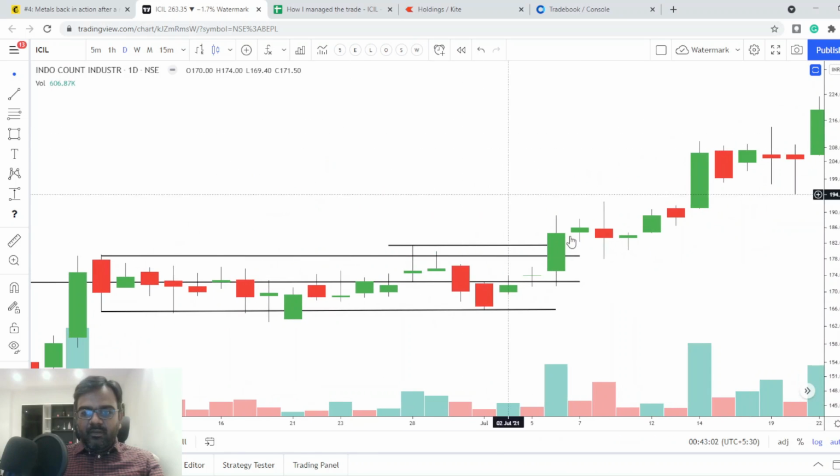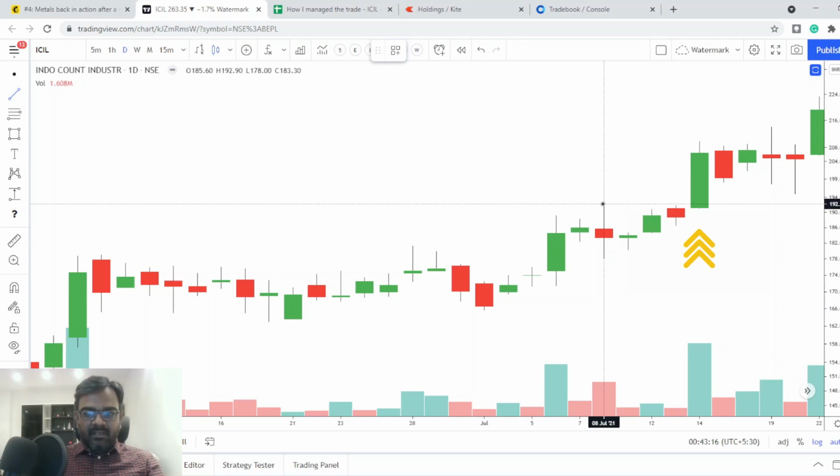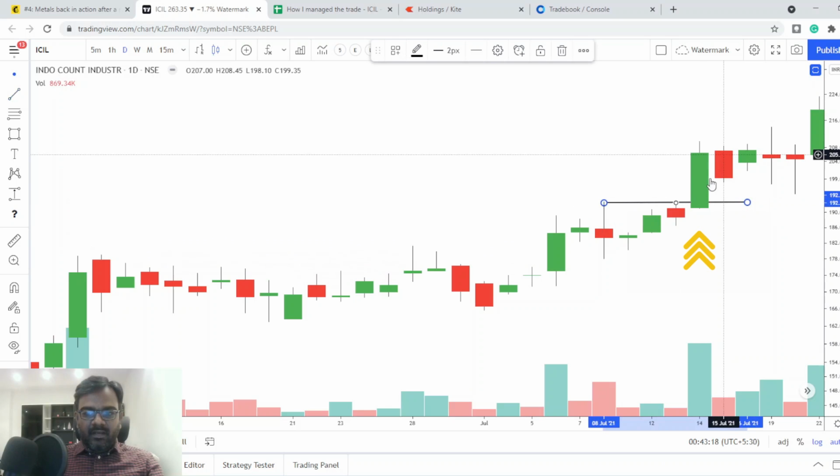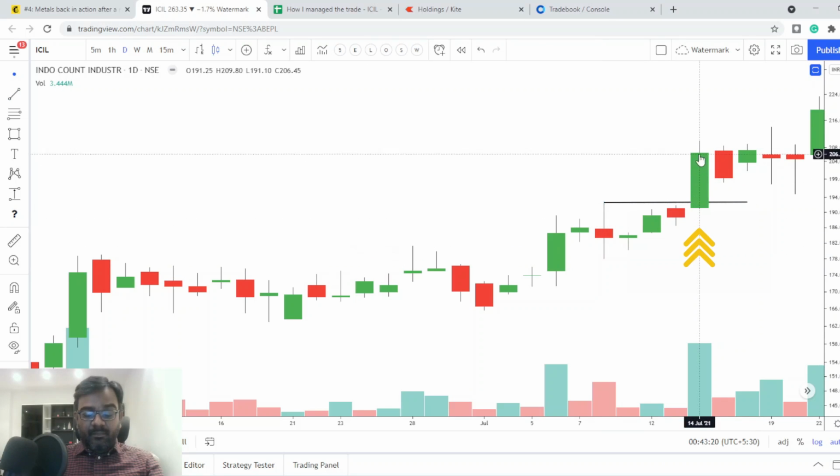Let's move ahead. Now from that day, again we had one day of consolidation, next day of consolidation, then it went down, it went up, and now we see again a big day with big volumes. Right? Now what I'm going to do is, now I'm going to revise. So we crossed this point, and we had a big green day.